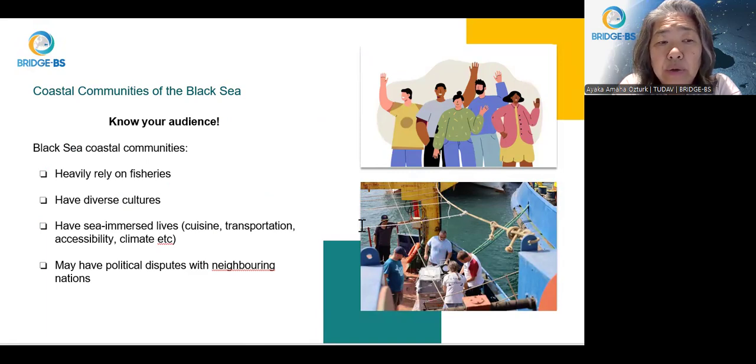So here I want to talk about the coastal communities of the Black Sea. Knowing your audience is a key element in communication. So what are the characteristics of these Black Sea coastal communities? They heavily rely on fisheries. They have diverse cultures such as languages, religions, and traditions. And it's not just one country. There are 6 countries altogether. And they have sea-immersed lives in terms of cuisine, transportation, accessibility, climate, etcetera. And as I said, they may have political disputes with neighboring nations.